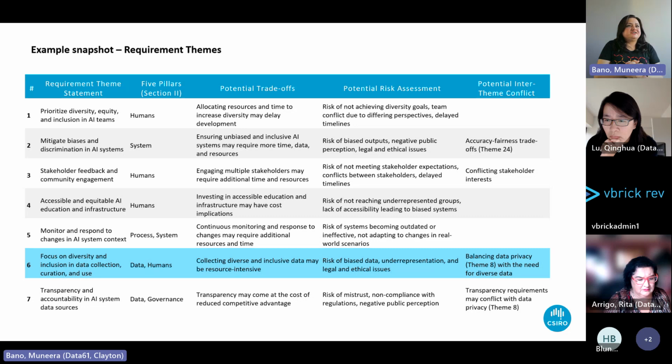And there are potential trade-offs. When it comes to diversity and inclusion, we have to see what trade-offs need to be made. Collecting diverse and inclusive data may be resource intensive. You will need time, you will need people, and you will need further resources. There are risk assessments of what would happen when you don't do it. And if you are picking up different themes within our list, there may be conflict among different themes, which needs to be resolved before moving forward. So this is pretty much a guide for practitioners on how to elicit those requirements through these themes.